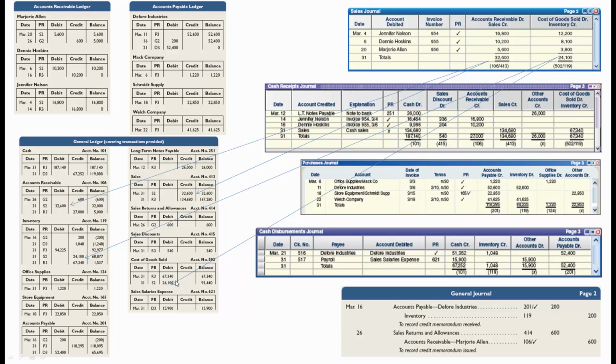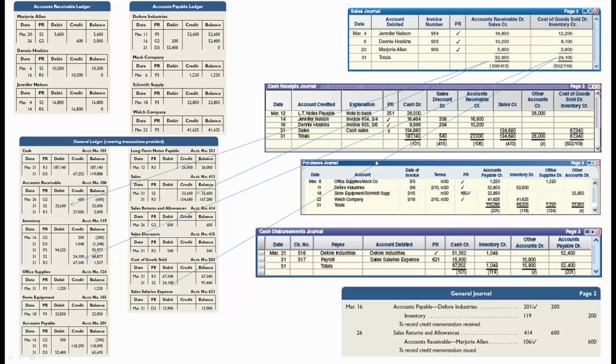Cost of goods sold, sales journal page 2. Once we've recorded these in the general ledger, we will put a check mark showing that these posting references have taken place. Actually, I'm sorry, you're not going to see this in a Connect project, but you may see it in the Perdisco project. You may have to check off in Perdisco when you update the subsidiary ledgers.